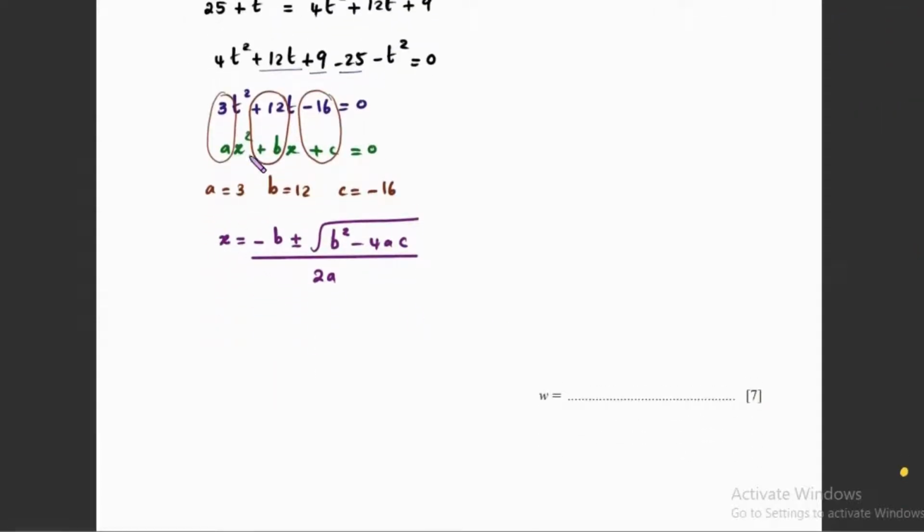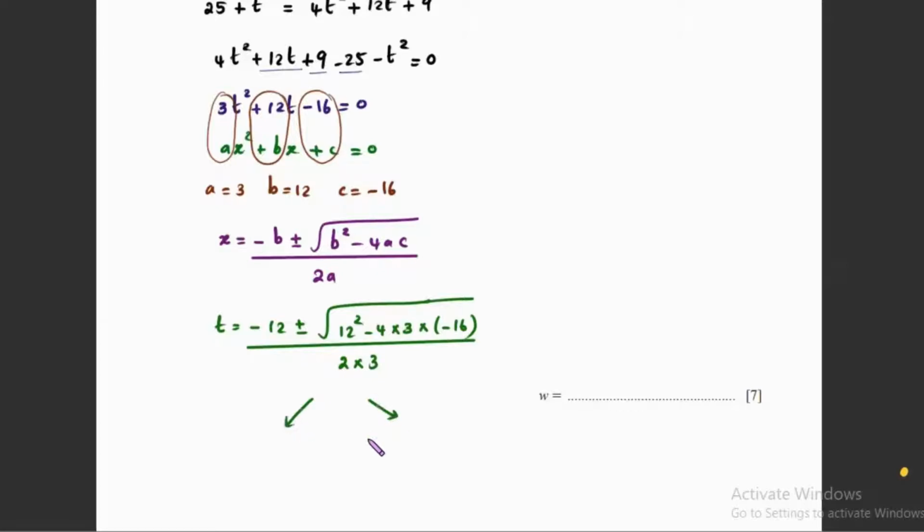But here our x is this t. So I'm going to write t here, which is equal to minus the value of b, which is 12, plus minus the square root. B is again 12 squared minus 4 times the value of a, which is 3, and the value of c is minus 16, over this entire thing is over 2 times the value of a, which is 3. I'm going to put this in the calculator and see what I get as the value for t.